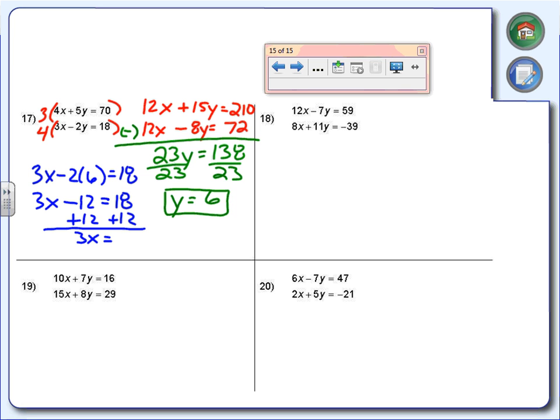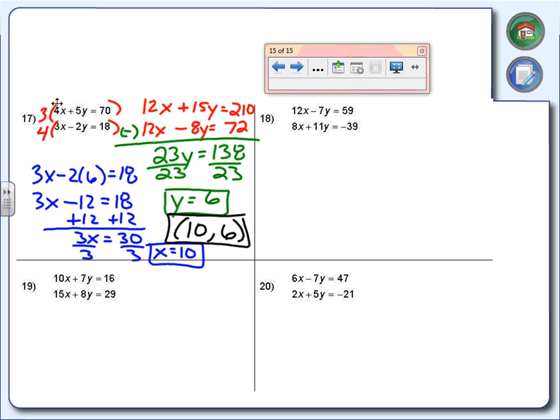18 plus 12 is going to give us a 30. And finally divide that by 3. 30 divided by 3 is 10. So now I've got both numbers. I just need to write it as an ordered pair. And that ordered pair is going to be 10, 6. There's my solution. That is my ordered pair, 10, 6.